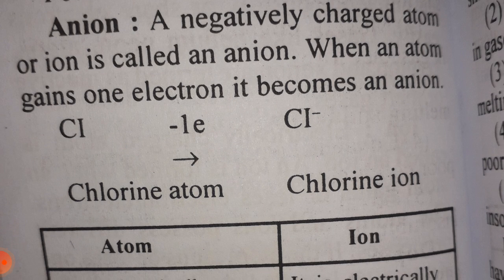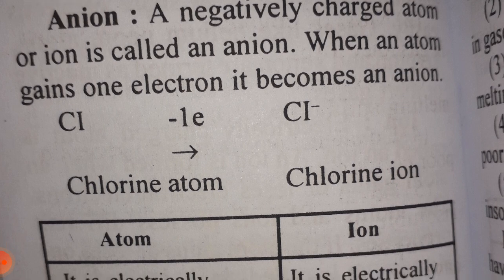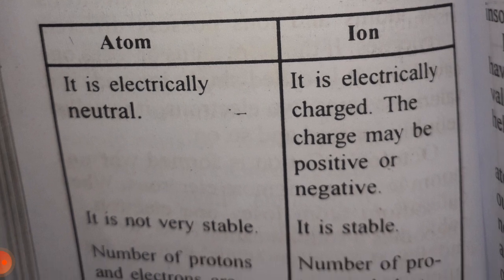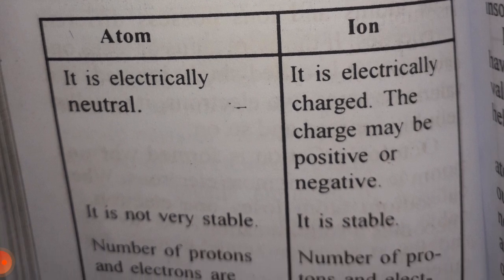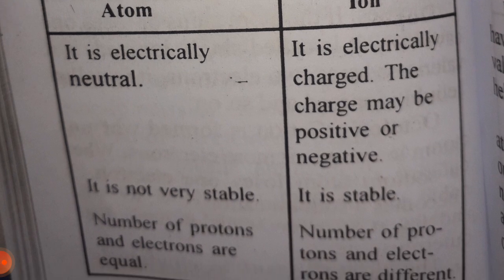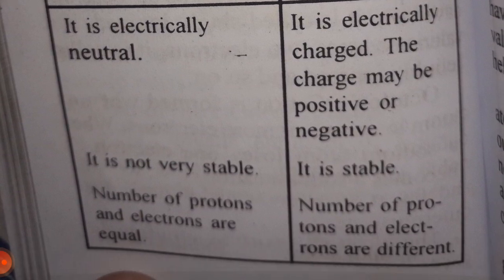Anion. A negatively charged atom or ion is called an anion. When an atom gains one electron, it becomes an anion. Chlorine atom, chlorine anion. An atom is electrically neutral. An ion is electrically charged. The charge may be positive or negative.